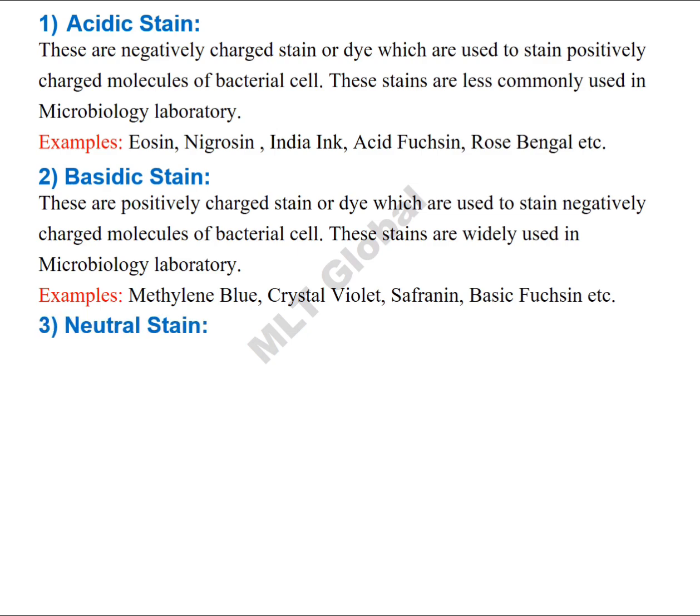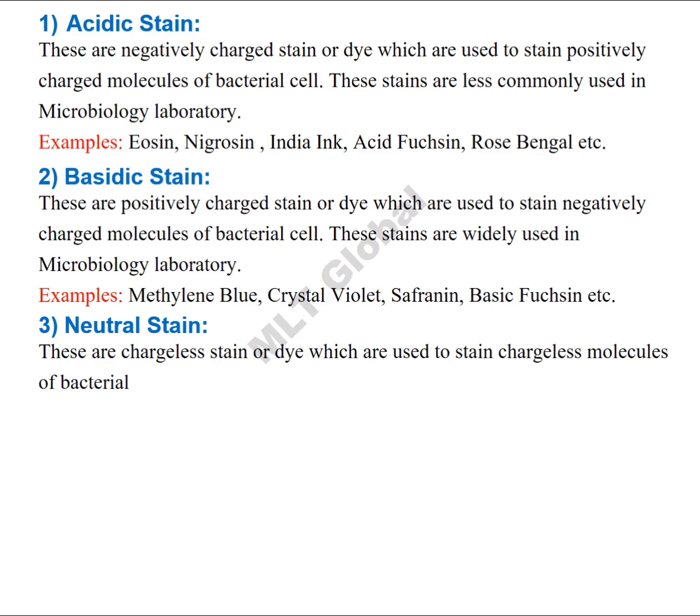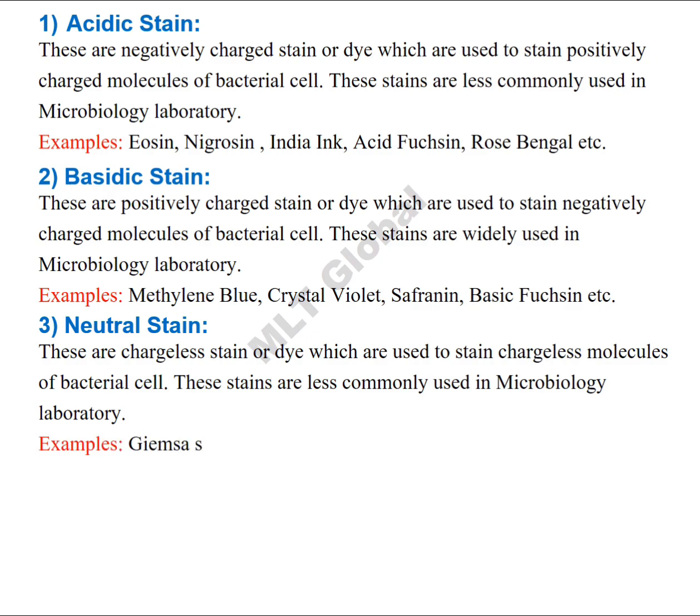Third, neutral stain. These are chargeless stains or dyes which are used to stain chargeless molecules of bacterial cell. These stains are less commonly used in microbiology laboratory. Examples: Giemsa stain, Leishman stain, Field stain, Wright stain, etc.